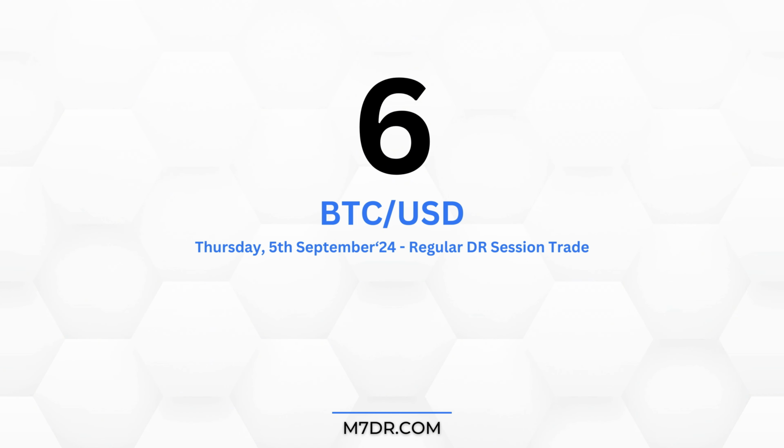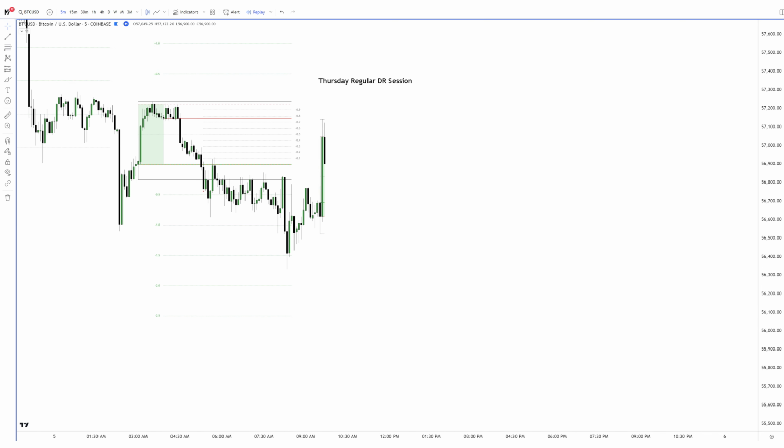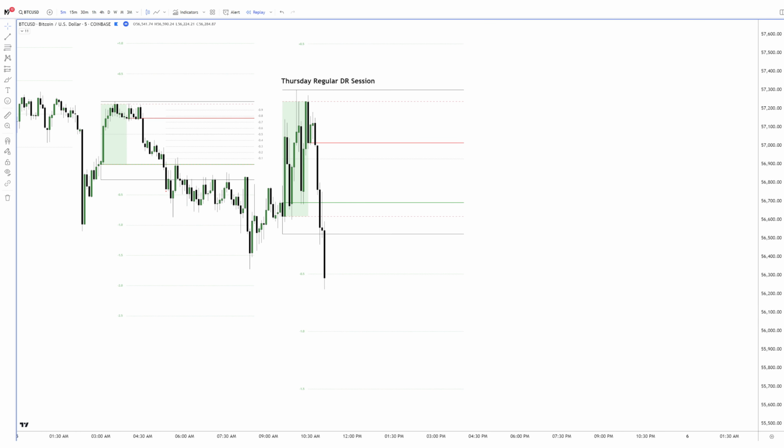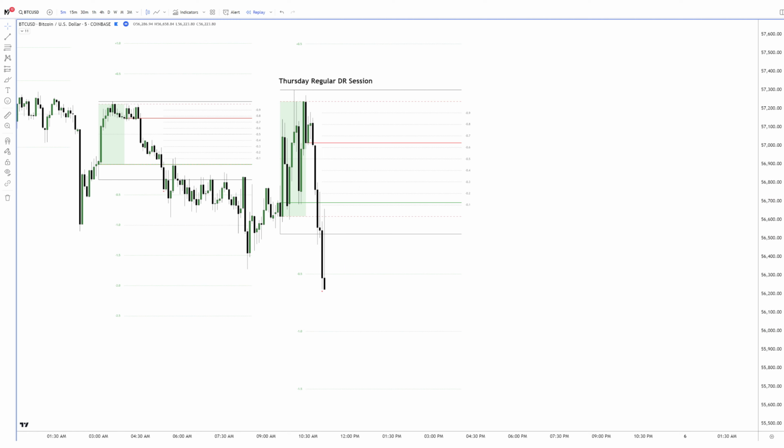Number 6. Bitcoin versus the US dollar, Thursday regular DR session trade. Bitcoin had a really nice regular DR session on Thursday. At 11 a.m. price closes below the defining range on a 5-minute time frame and confirms shorts with a higher probability for the session. With the confirmation candle, price already reached the 0.5 standard deviation level, where we already know that we either want to target a new low after a retracement or the next standard deviation level of 1.